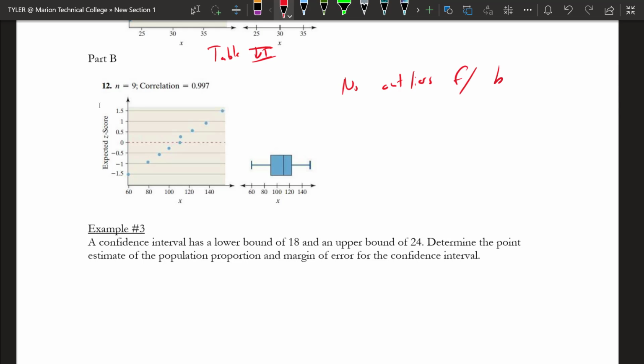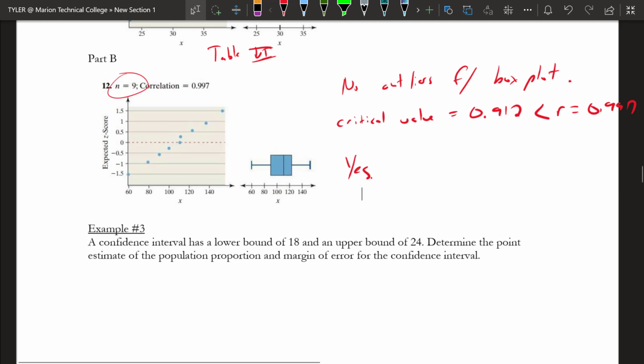From the box plot. And then if we look up n equals 9 in table 6, the critical value is equal to 0.912, and this is less than r, which is 0.997, right? So there's no outliers. The normal probability plot tells me that my distribution looks to be normally distributed. So the answer for this one would be yes. It meets both of those conditions for option 1. So you want to be comfortable verifying both of those.